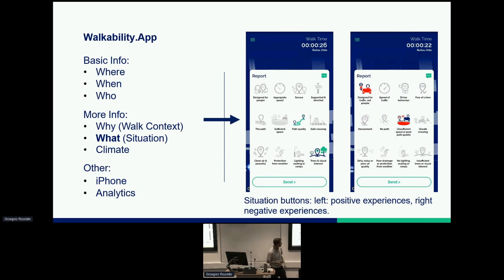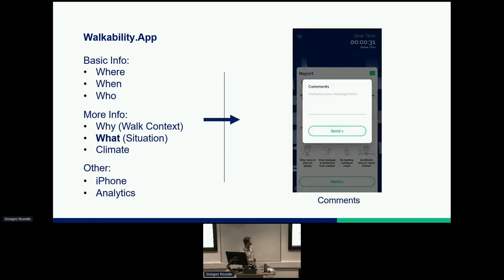So for instance, designed for people, secure, this is a safe crossing, so it's all green. And this is from the red spectrum, negative. It's designed for traffic and not for people. There is no path, there's an unsafe crossing, while you also have insufficient trees and visual quality. So it's like these three levels, or three focus things: safety, niceness, and infrastructure. And we also added that you are able to add comments. We also got information about climate.